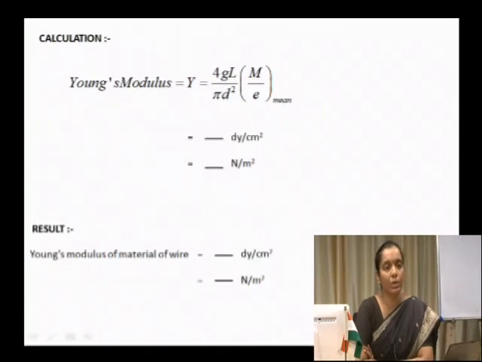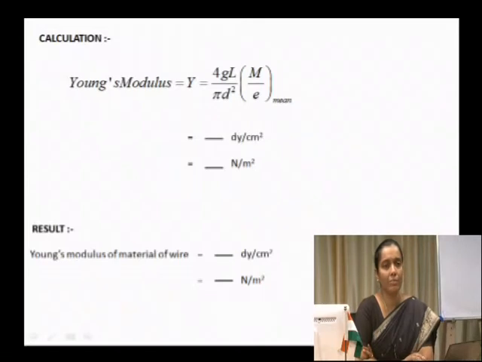The CGS unit of Young's modulus is written as dyne per centimeter square, and the SI unit is written as Newton per meter square. So, that is the experiment based on the properties of solids to find the Young's modulus of the wire using Searle's apparatus.